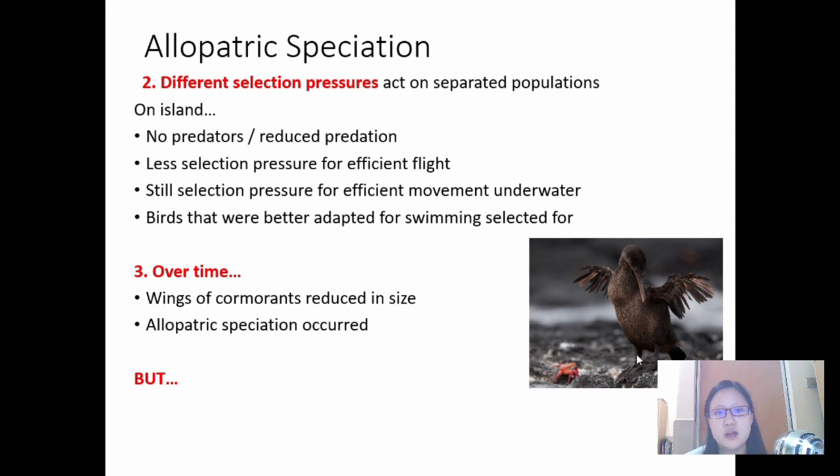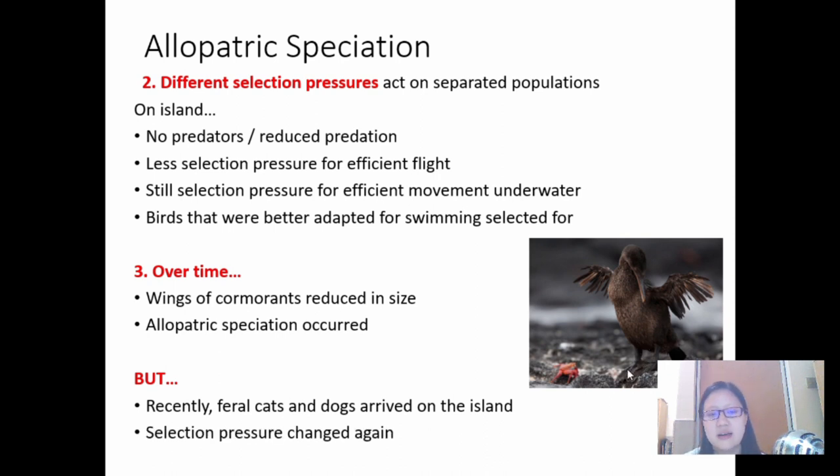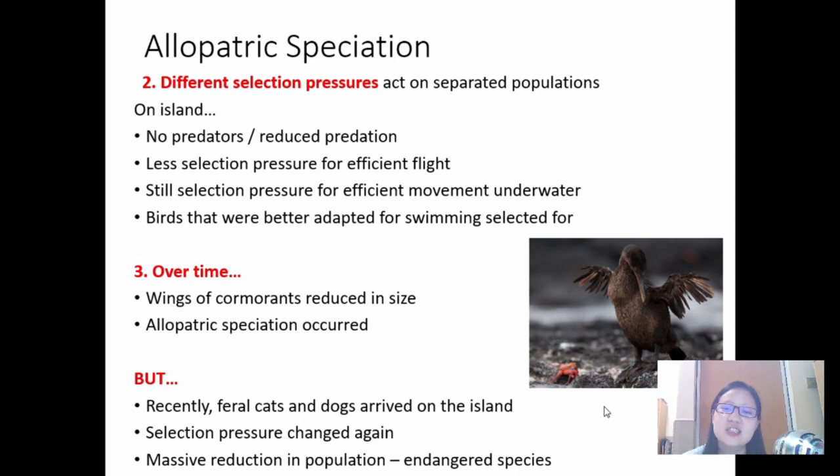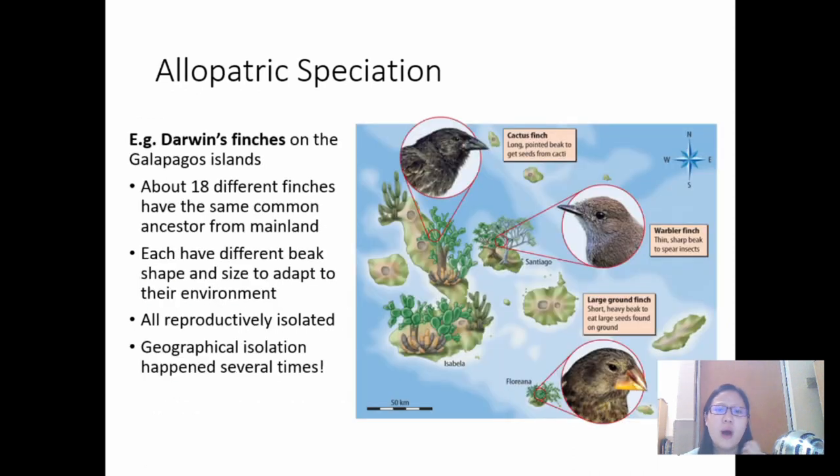However, plot twist, this is a current update. Recently, there are feral cats and dogs that somehow arrived on the island, and the selection pressure has changed again. And maybe we'll see in 100 years, the textbook will update itself and say, oh, actually, the cormorants can now fly again. But who knows? Currently, we don't see that. We see a massive reduction in population, and it's currently an endangered species. So yeah, that's allopatric speciation. Now, one more example, which is very, very famous, is Darwin's finches on the Galapagos Islands.